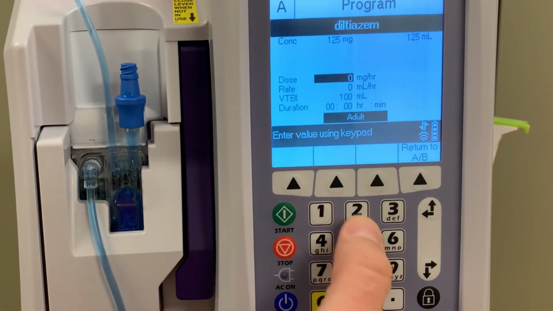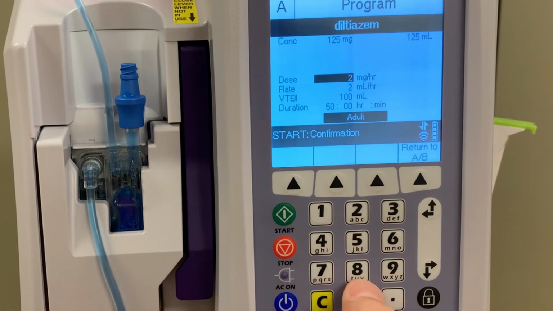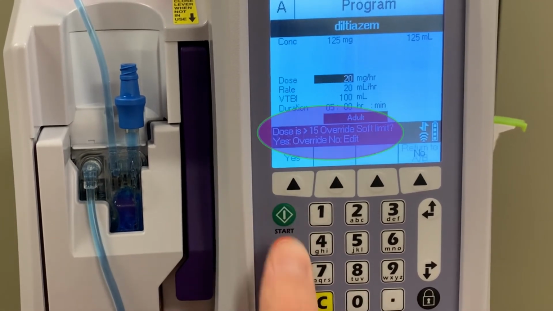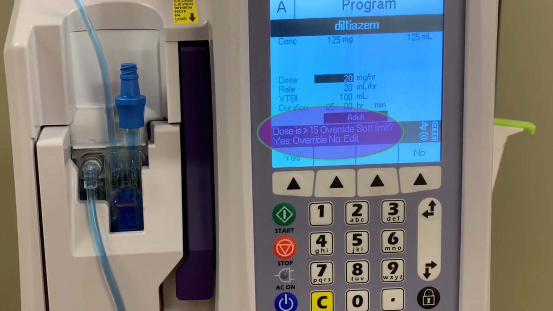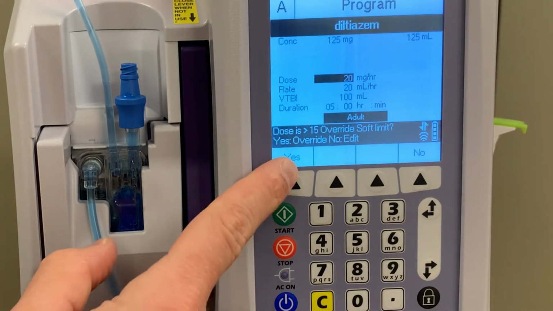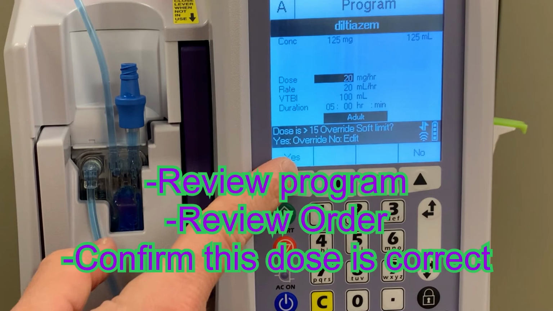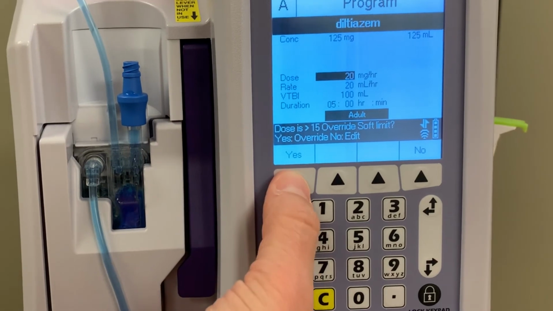If we attempt to program 20 mg per hour, we are presented with an alert on the screen that says this dose is greater than the 15 mg per hour soft limit. But it then gives us the choice to override this limit and continue to administer. Before you say yes, review your program and your order in the MAR. If you did intend this to be the rate, then choose yes, and the program will run.